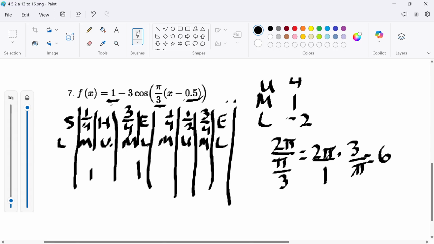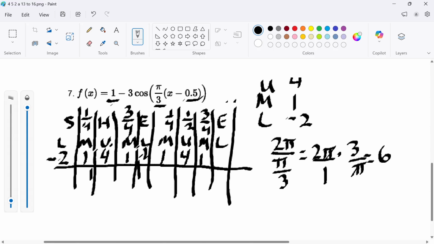Okay, and what is the mid? The low is -2. The mid, I'll put in those values in a second. I guess I should have done those first, but that's okay. I'll find the value of the function first. -2, 1, 4, 1, -2, 1, 4, 1, -2.